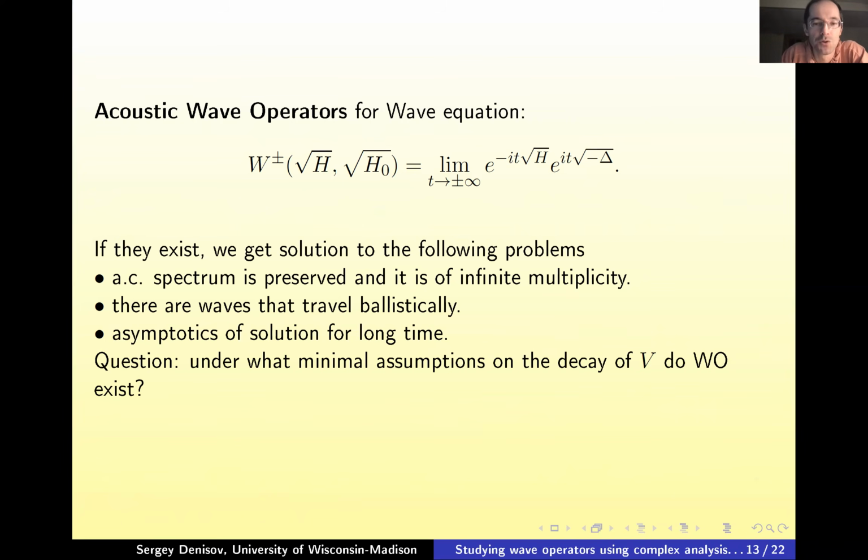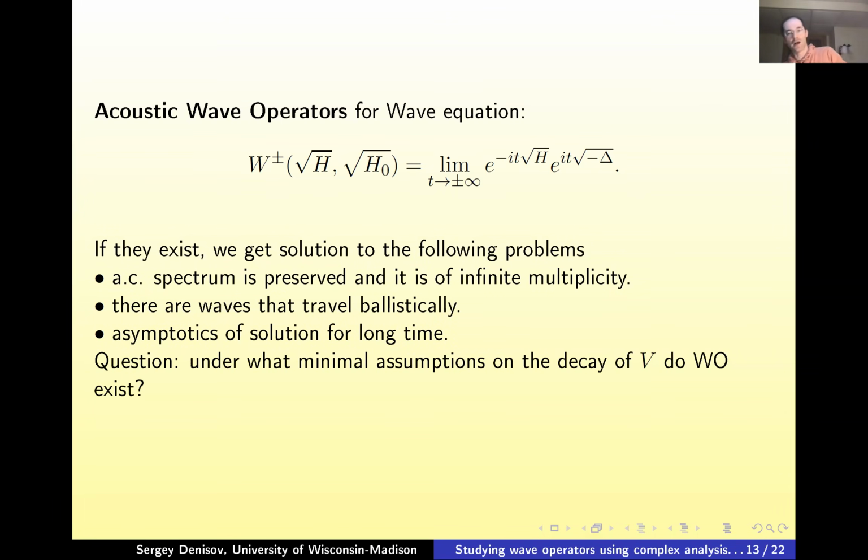So you'd rather assume right in the beginning that every single operator from which you take the square root is non-negative, then everything is fine. You can still use the spectral theorem to define these objects. And if these operators exist, then they are called acoustic wave operators. And if they exist, you can again say a lot. You can say that AC spectrum is present. You can show that some waves travel ballistically, and you can say something about the asymptotics of solutions to the acoustic problem for a long time.